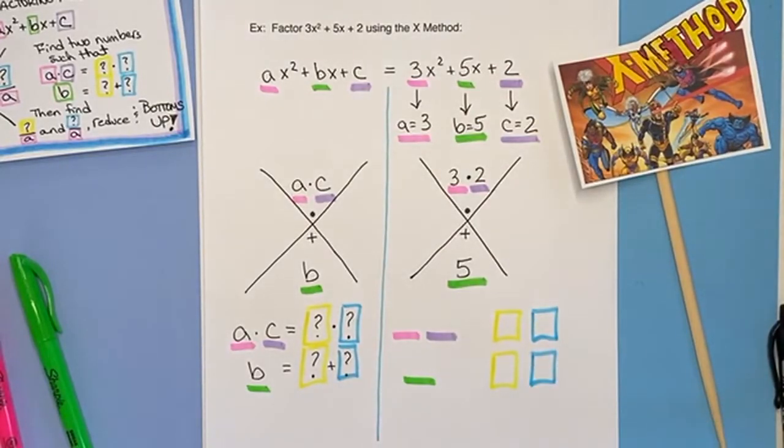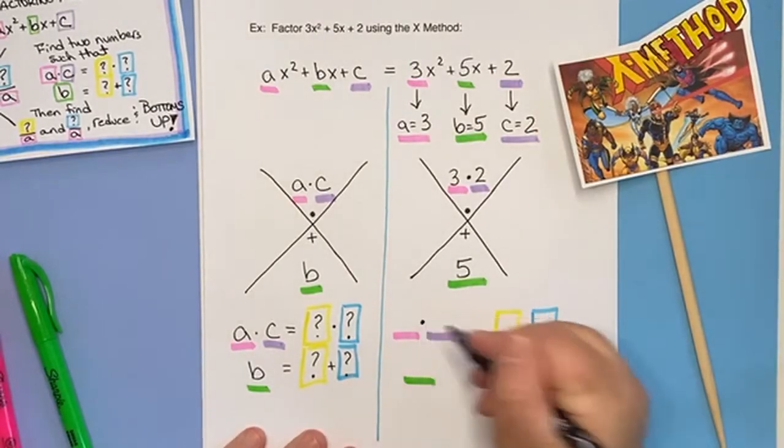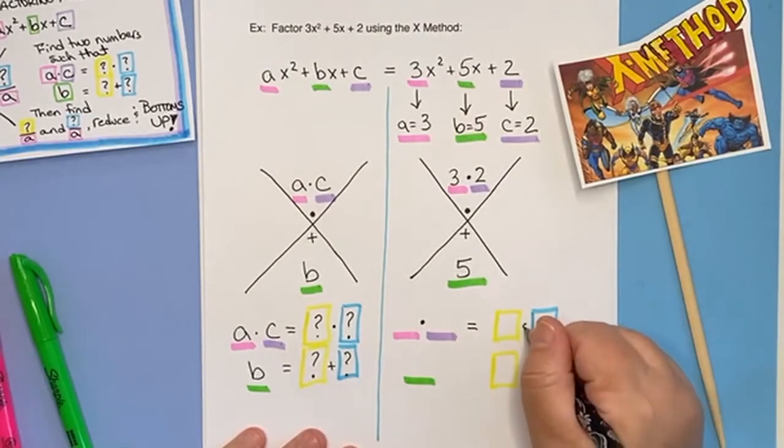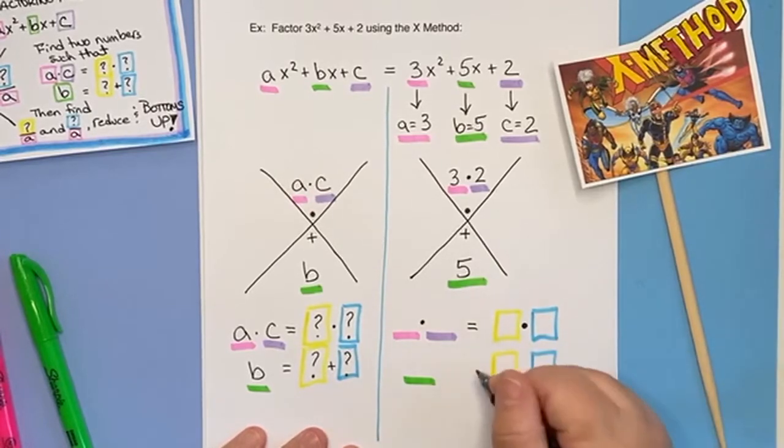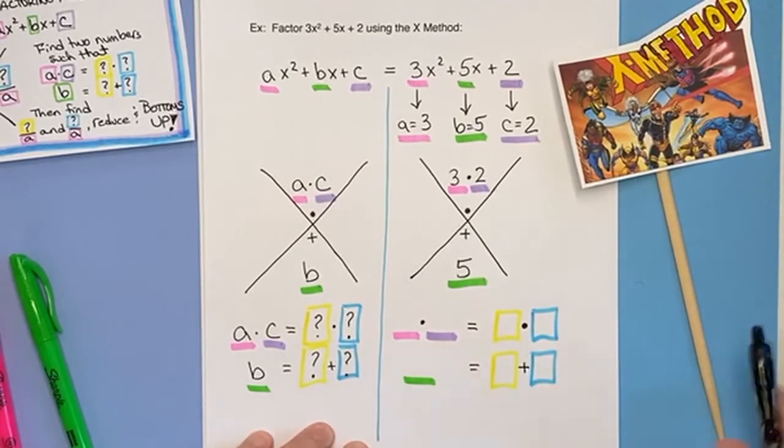So we've got basically that set up. And I'm going to remember that A times C equals this times this guy, and then B equals this plus this. So let's go in and look at this.